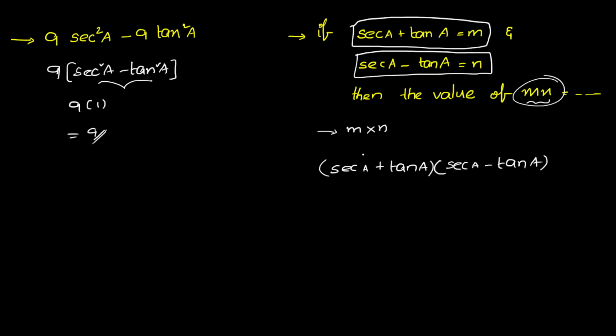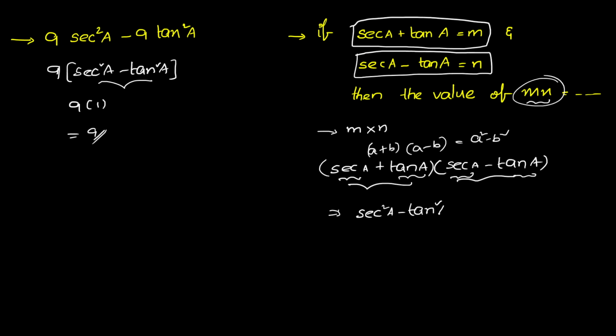So now that is in the form of (a plus b) into (a minus b), because here secant and secant, tan and tan. The answer for this type of question is a square minus b square. So (a plus b) into (a minus b) becomes a square minus b square, and secant a plus tan a into secant a minus tan a becomes secant square a minus tan square a. We know that the value of this is nothing but 1, because it is the second identity, secant square theta minus tan square theta, whose value is always 1.